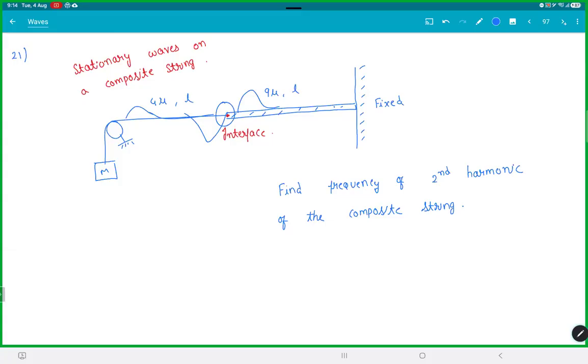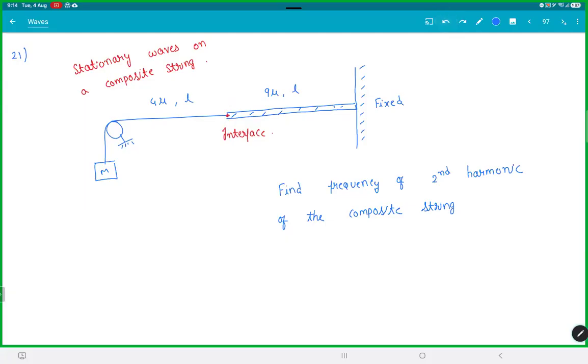So what is the problem? The problem is when the interface moves, you get a transmitted wave and a reflected wave. What if it doesn't move? That's the catch in the question. The only way you can get a stationary wave here is if somehow that interface becomes a node. That means if the point never moves, can I treat it like a fixed point, like a wall, and solve it as two different sonometers? You're getting it? So that's the whole catch in a composite string.